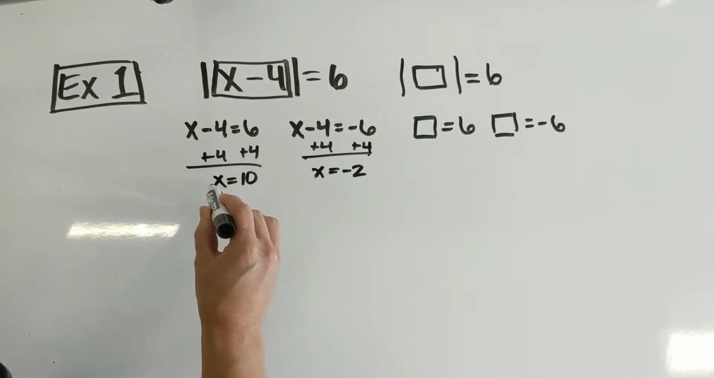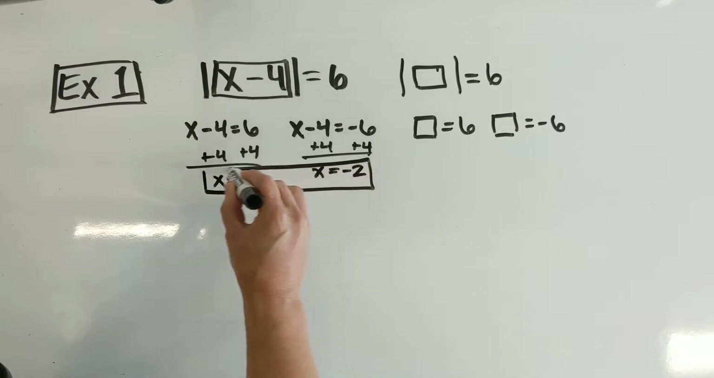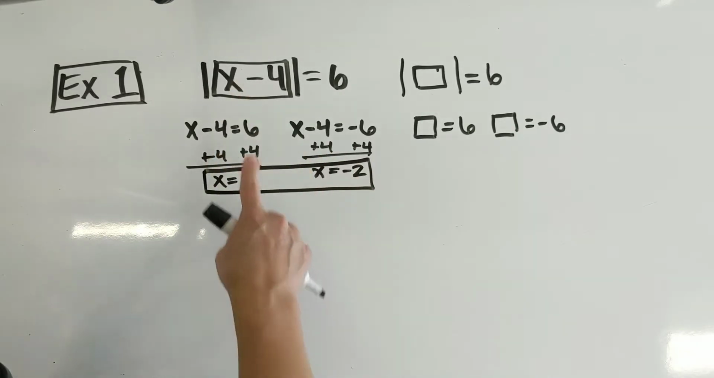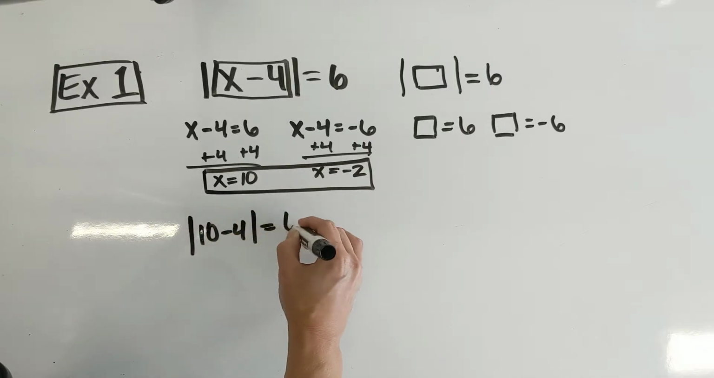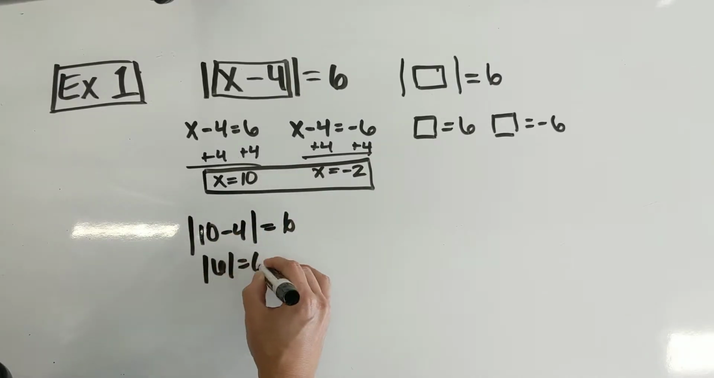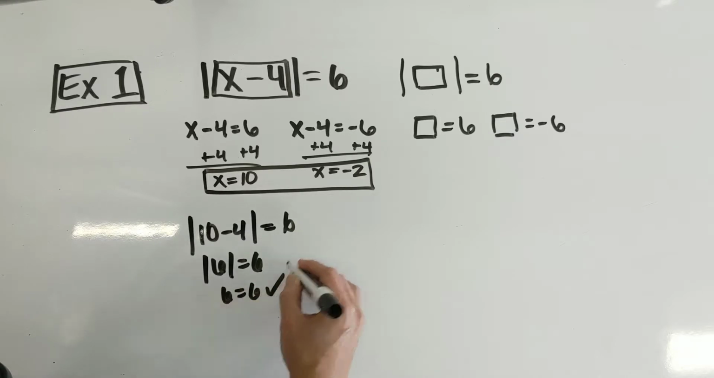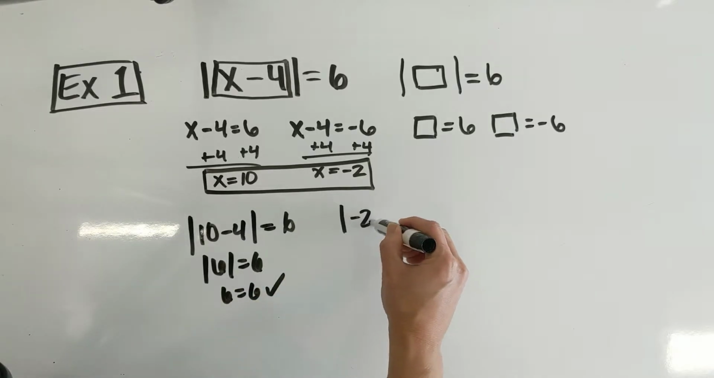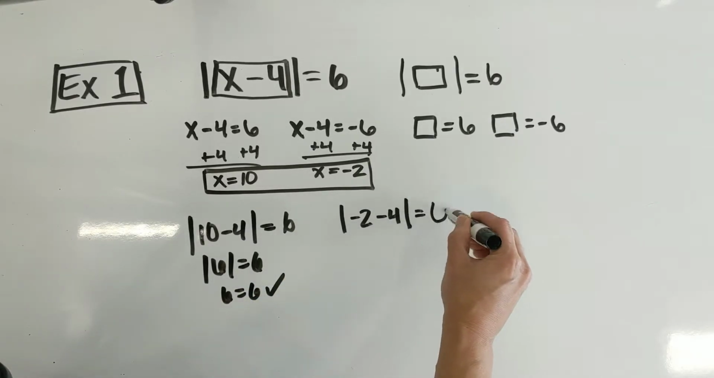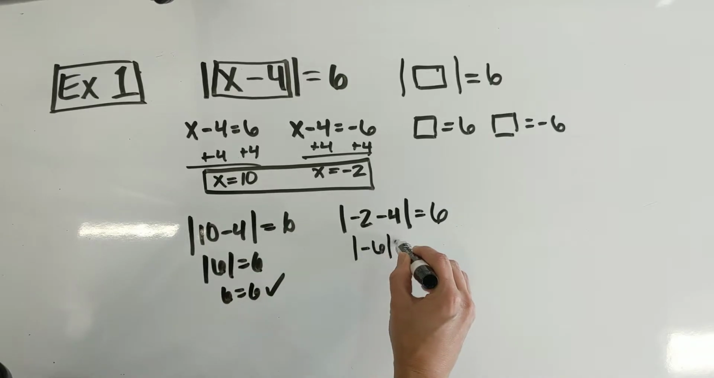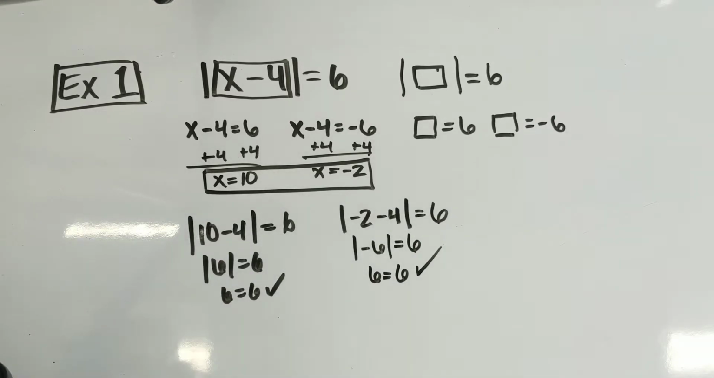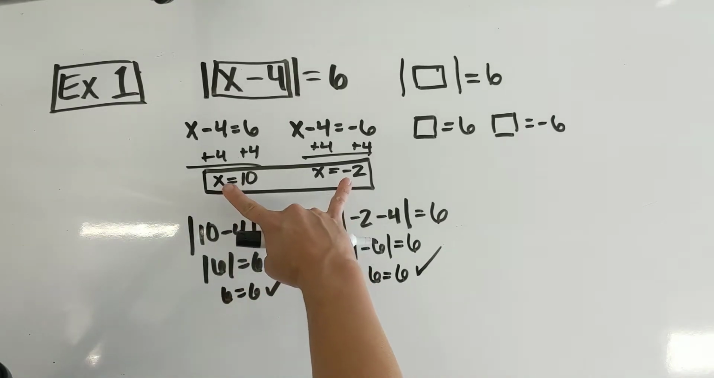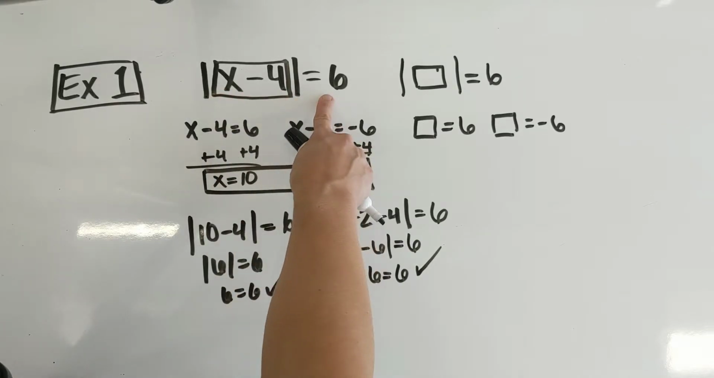Here's how we know that these are both solutions to this equation. If I substitute a 10 back in there for x, I get the absolute value of 6 is equal to 6. Well, that's true. But if I put a negative 2 in there, now it's asking me to say the absolute value of negative 6 is 6. Well, that's also true, because we know the absolute value is a positive distance from 0. So these are the two solutions, the two values for x that would make this a true statement.